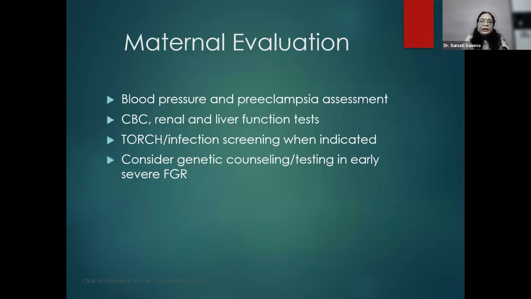So when you evaluate the mother who is pregnant, you should take blood pressure and do a pre-eclampsia assessment, in the form of, when you do the first trimester ultrasound, you do the Doppler of the uterine artery. And in blood tests, do complete blood count, renal and liver function tests, TORCH infection screening when indicated, and consider genetic counseling or testing in early FGR. If the fetus is having early severe FGR, then there are chances of having a genetic disorder.